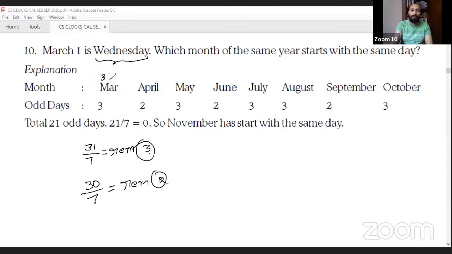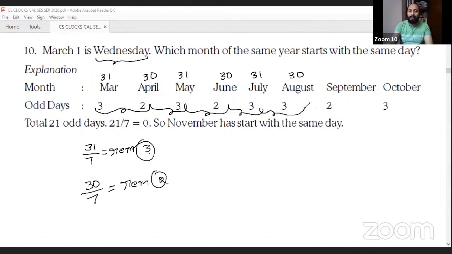So here it is 31 days, 30 days, 31 days, 30 days, 31 days, 30 days. It is not becoming divisible by 7. You can see that it is 5. 5 plus 3 is 8. Again, it should be a multiple of 7. 7, 14, something like that should come. You go on adding. In November, it will be 21, which is divisible by 7.